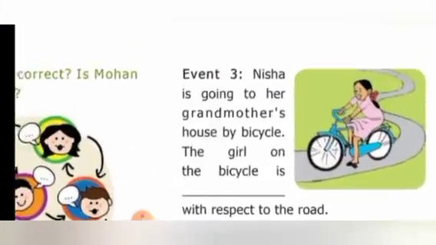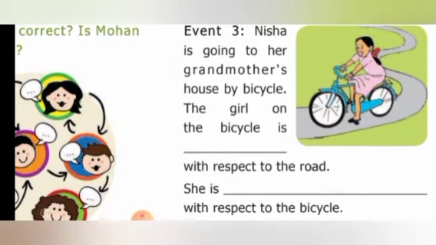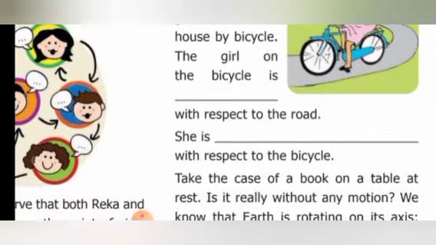What about the next event? Here are some other events. Nisha is going to her grandma's house by bicycle. Sitting on the bicycle, Nisha is moving with respect to the road. With respect to the road, she is moving, isn't it? She is at rest with respect to the bicycle. Tell me. She is at rest.